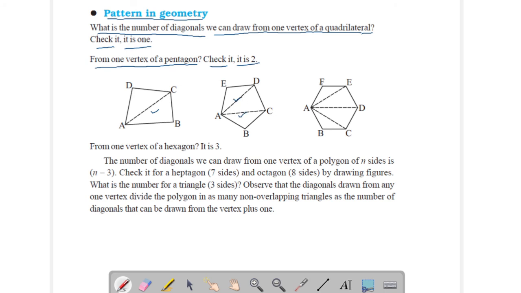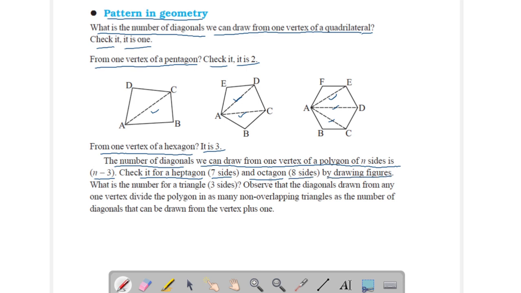Here this is a hexagon. ABCDEF is a hexagon. How many diagonals can we make? 3. That is AC, AD and AE. So from one vertex of the hexagon, it is 3. The number of diagonals we can draw from one vertex of a polygon of n sides is n minus 3. Check it for a heptagon, which has 7 sides, and an octagon, which has 8 sides.